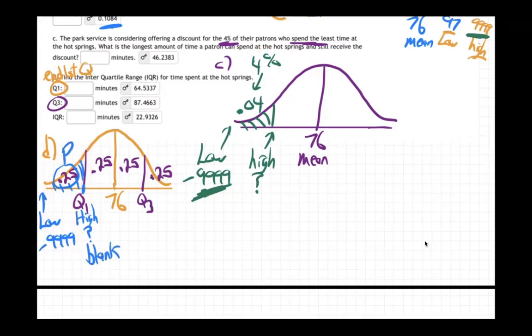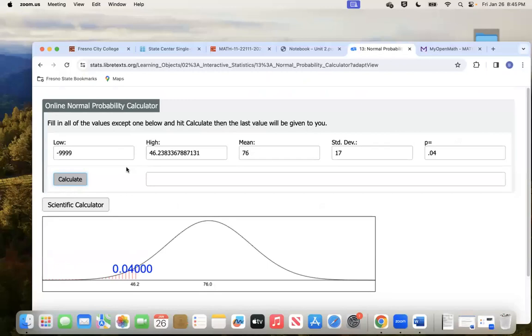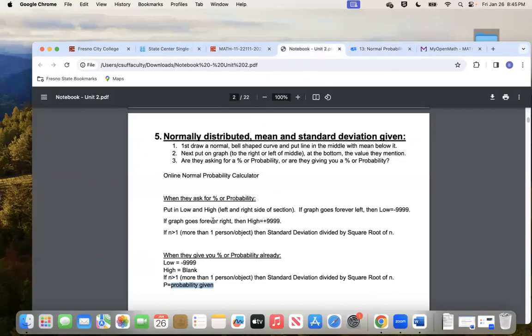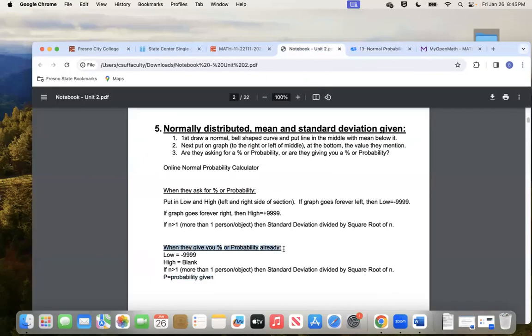And the P, the percentage, that's 25% of the bell curve. So that's what we're going to put in the calculator. Here we go. Oh, and we'll do it slow. Okay. So again, negative 9999. The high I'm going to leave blank. The mean is standard, and the percentage this time is 0.25. Let me show you where it says this in the notes. When they give you a percentage already, that is Q1. When they give you Q1, they're giving you 25%. When they give you Q3, they're giving you 75%, right?